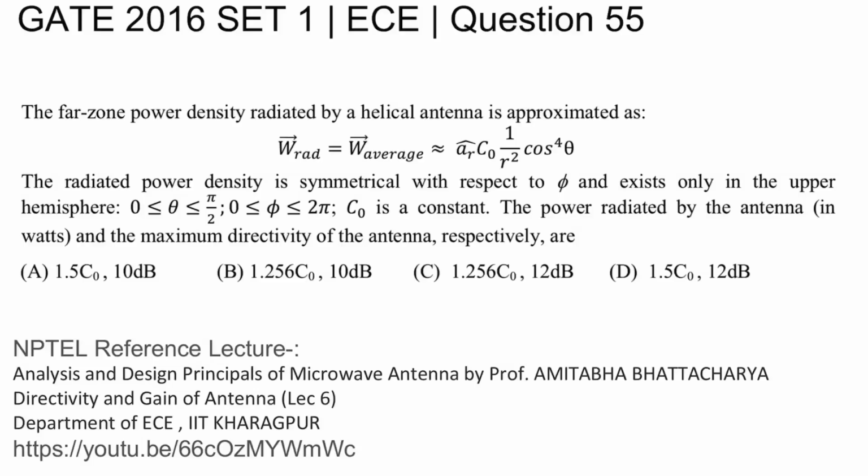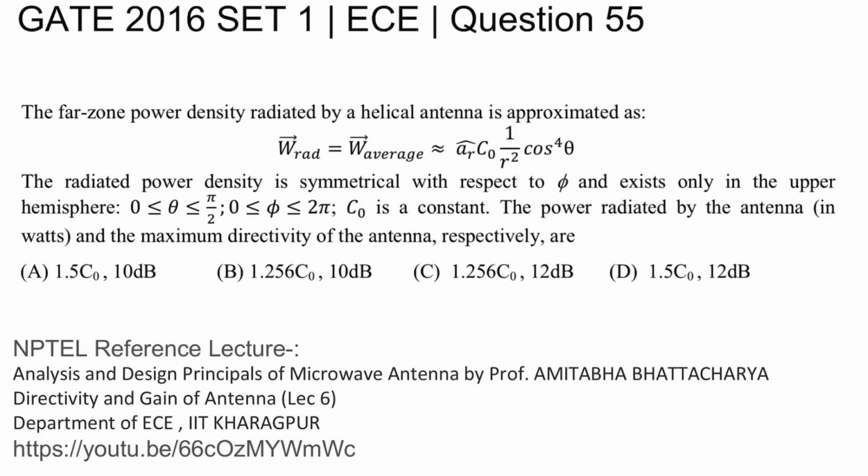GATE 2016 Set 1 EC question number 55. It says the far zone power density radiated by a helical antenna is approximated as W_rad = W_average = C0 (1/r²) cos⁴θ a_r. Radiated power density is symmetrical with respect to phi and exists only in the upper hemisphere.